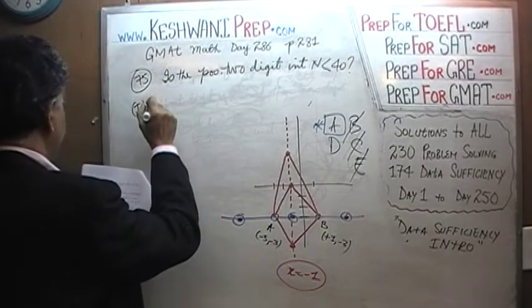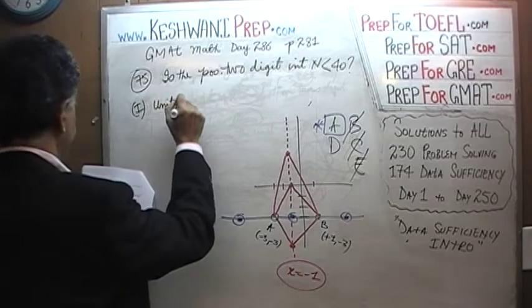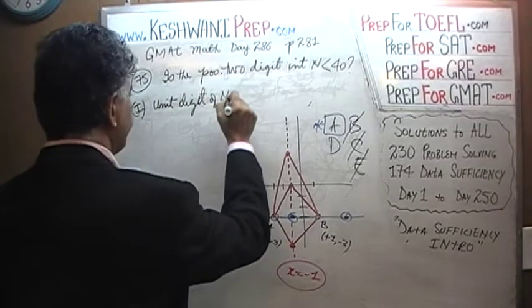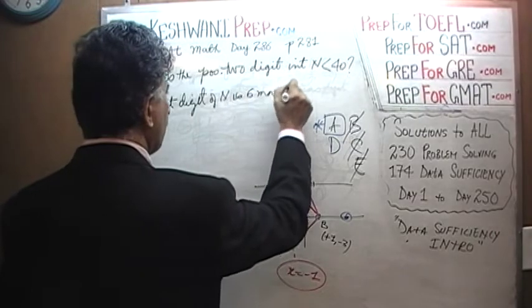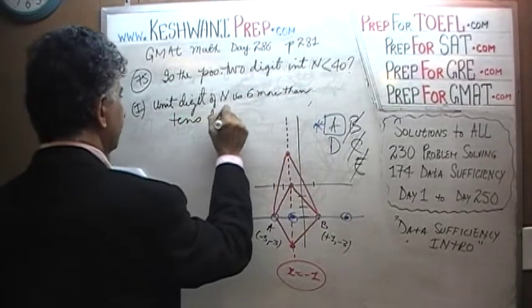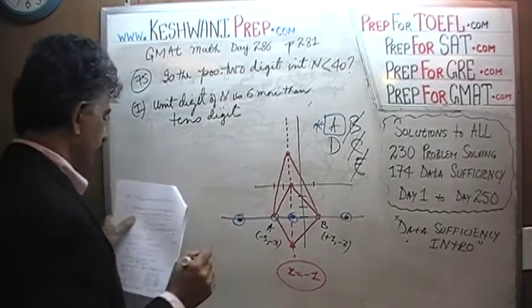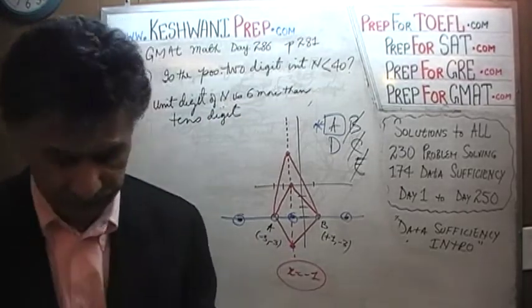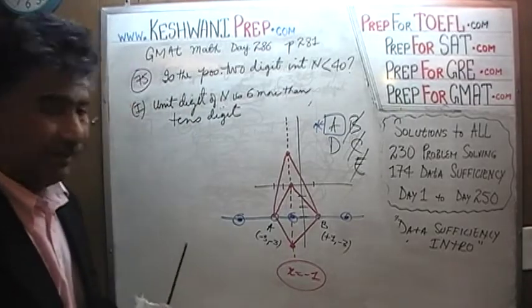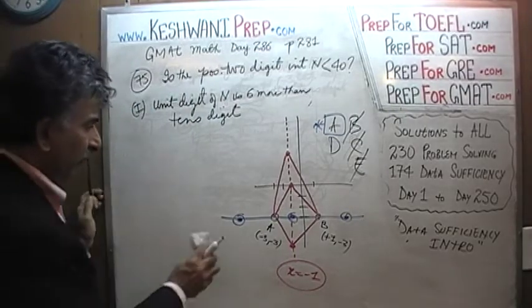In the first statement they tell us that the unit digit of n is 6 more than the 10s digit. Unit digit is 6 more than 10s digit. Let's see what we can get out of it. We need to erase this thing. It's getting in the way. Let's get rid of it. We don't need it anymore.